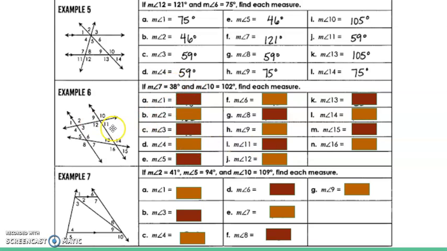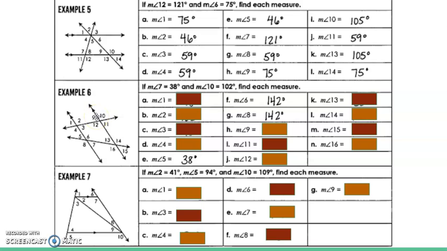If we start with angle 7, they told us that 7 is 38 degrees. 7 and 5 are vertical angles, which means 5 is also 38 degrees. To find 6, I would subtract my 38 degrees from 180 to find that the measure of angle 6 is 142 degrees. Angle 6 and angle 8 are vertical angles, which means that 8 is also 142. So that takes care of one section.